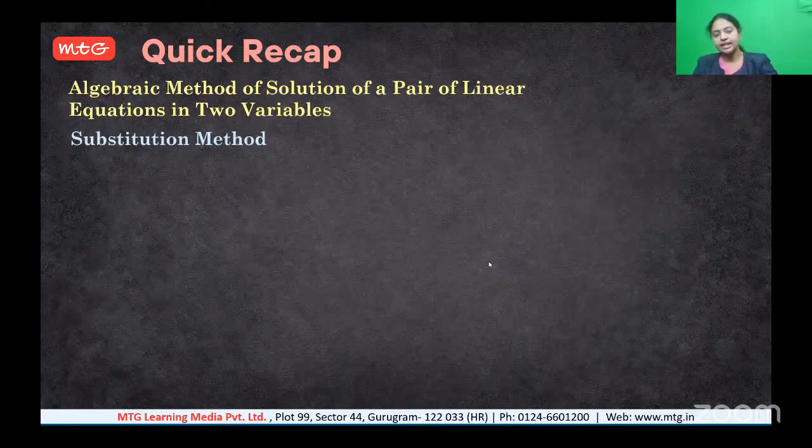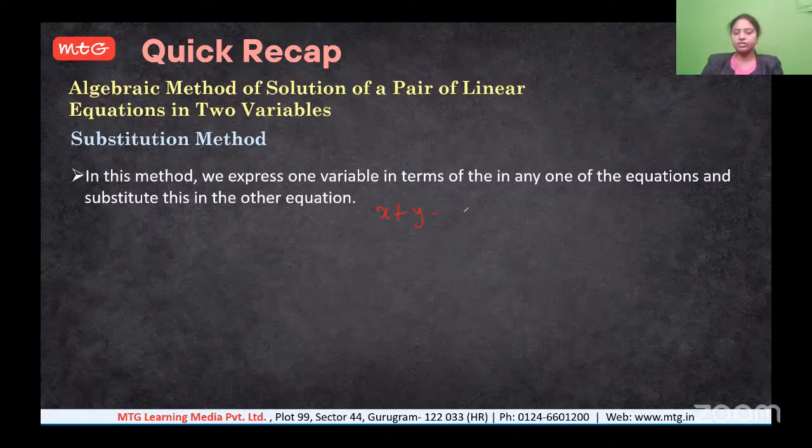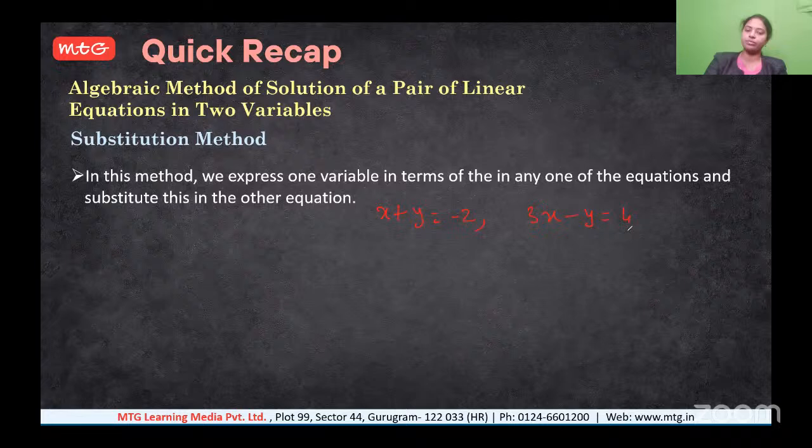The substitution method says that we can express one variable in terms of the other and replace it in an equation to get a linear equation in one variable. I have 2 equations. Suppose my equations are x plus y equals -2 and 3x minus y equals 4. These are my 2 equations.